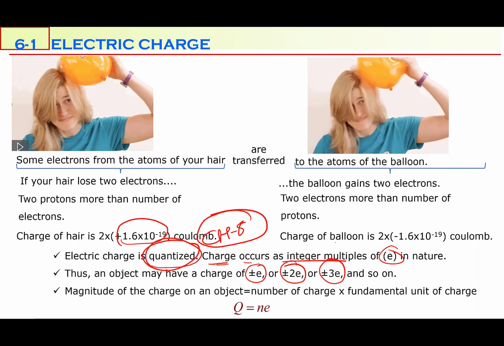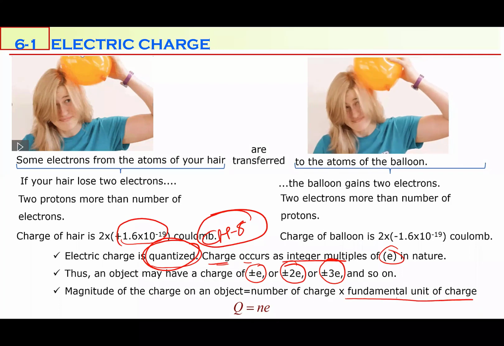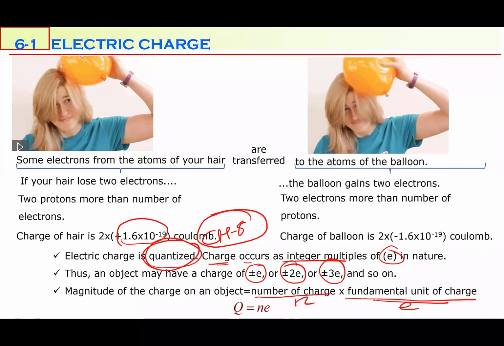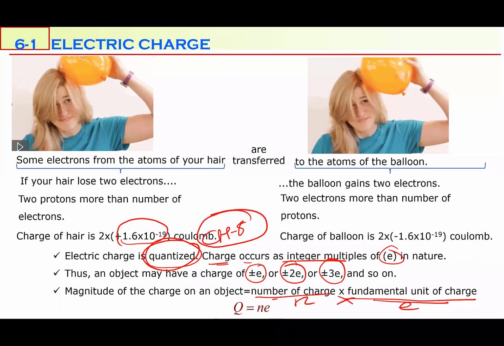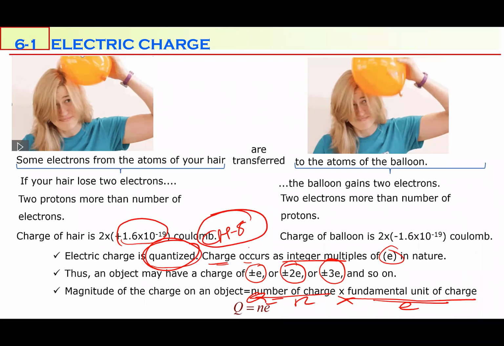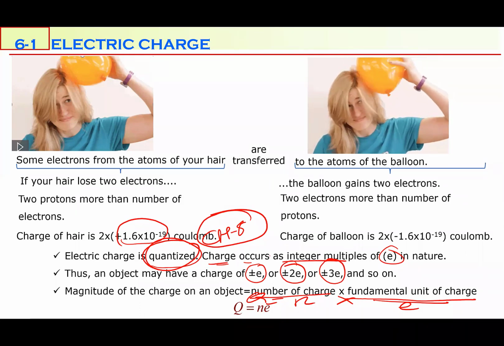Then, to get the magnitude of the charge on an object, you should multiply the number of charges by the fundamental unit of charge. The number of charges is n, the fundamental unit is e. When you multiply these two, you will get the charge of an atom or the charge of a substance. Okay, do you get what quantized means? This is very important. In chapter 8, we will meet this term once again.